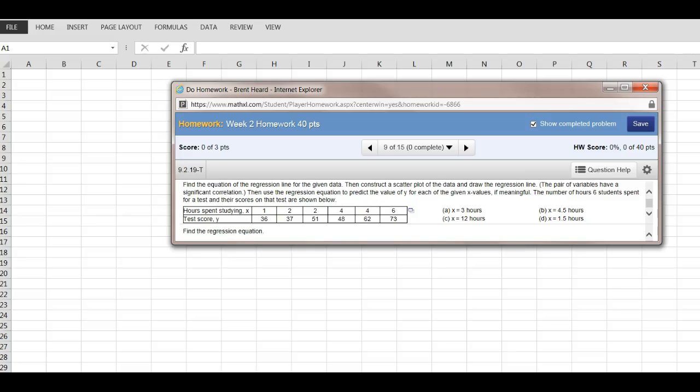I've had quite a number of questions about number 9 and number 10 on the week 2 homework. I'm going to look at a couple of examples here and show you how I would do these in Excel.